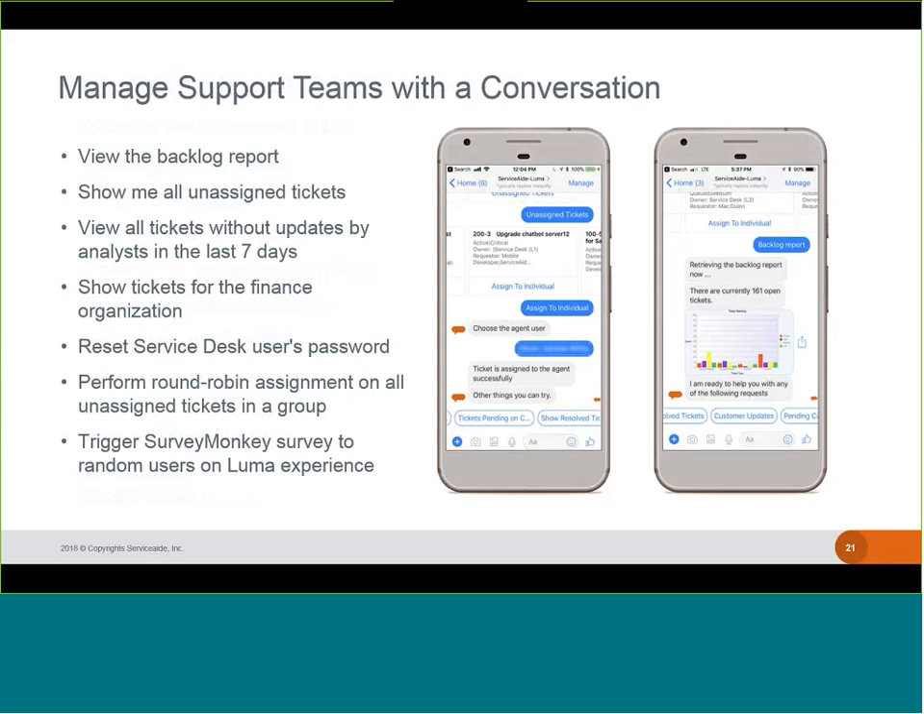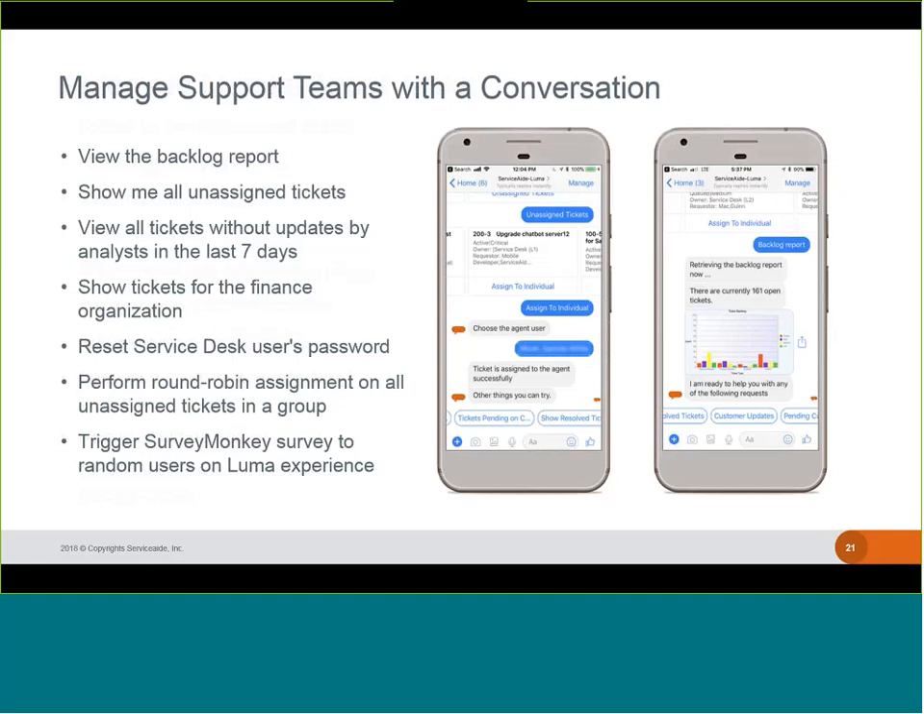And we built a set of skills specific for managers for viewing the backlog report. So when they're brushing their teeth in the morning and they want to understand what's going on with the backlog, or what's going on with unassigned tickets, or tickets that haven't been touched by a team member in a certain number of days, or maybe there's an organization or a department or a customer that's a hot site, and they want to just see what's going on with tickets specific to that organization. Those are all skills that are designed specifically for managers.